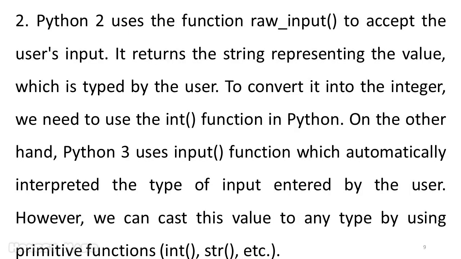Python 2 uses the function raw_input to accept the user's input. It returns a string representing the value typed by the user. To convert it into an integer, we need to use the int function in Python. On the other hand, Python 3 uses the input function, which automatically interprets the type of input entered by the user. However, we can cast this value to any type using primitive functions such as int, str, etc.